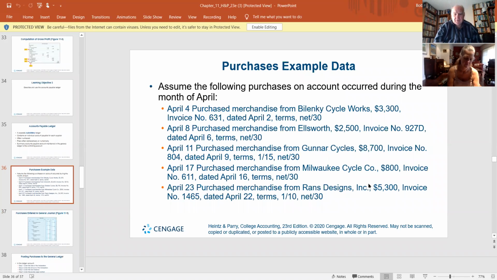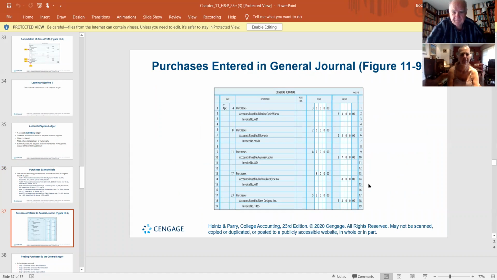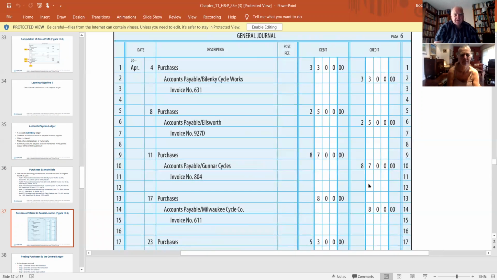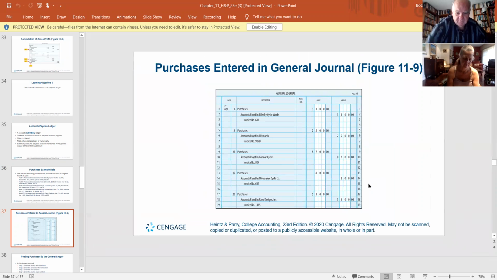And here they're showing purchases, and each of these is the same exact event. They purchase something on a particular date. So let's see how they handle that. They're just showing you the journal entry. That's easy enough, huh? Debit purchases, credit accounts payable. That was true for all of these people here.